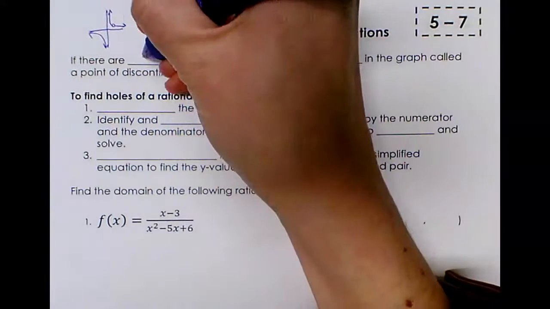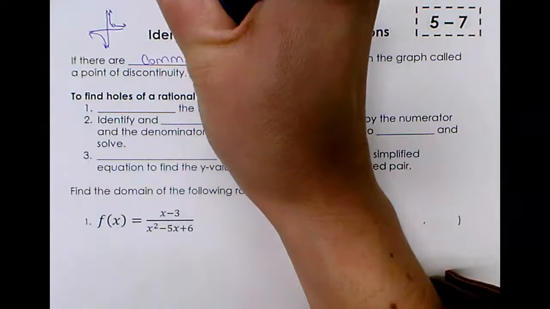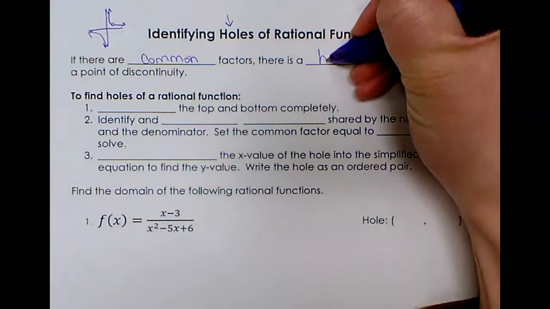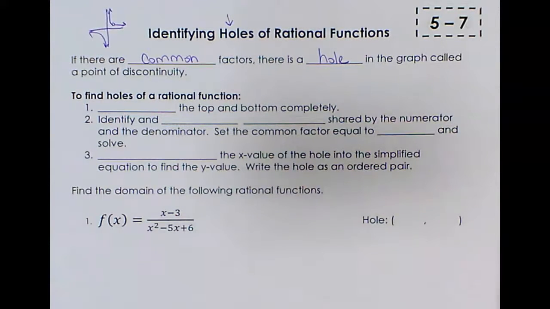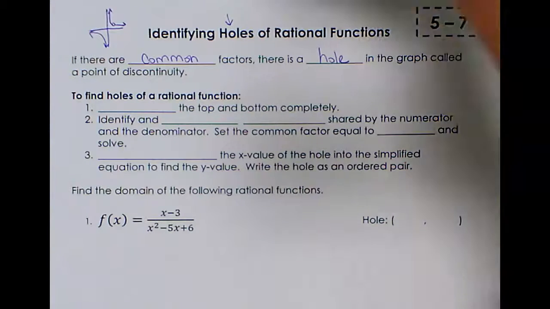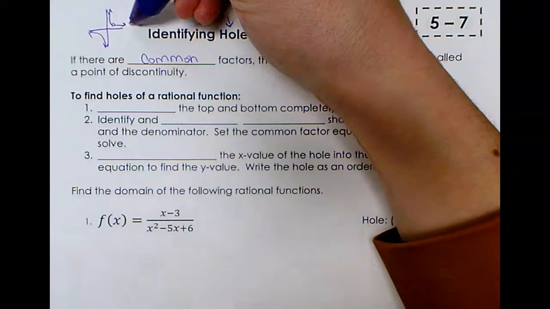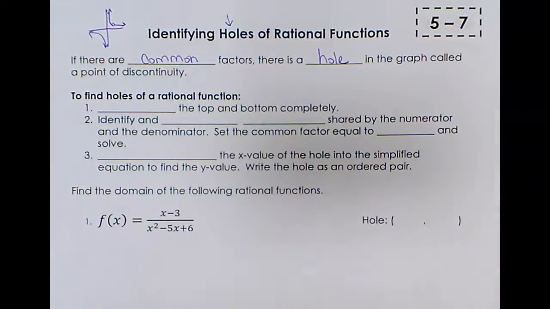So let's talk about when you know that there is a hole in the graph. If there are common factors that are the same on the top of the rational function and the bottom of the rational function, then there is a hole in the graph, and it's called a point of discontinuity. Dis means not, continuity means continuing, so it's not completely continuing, it's got a hole right there.